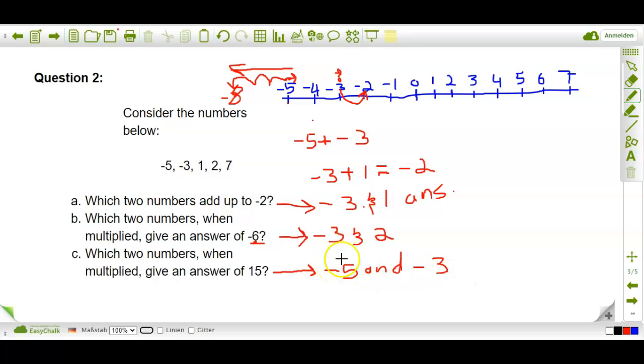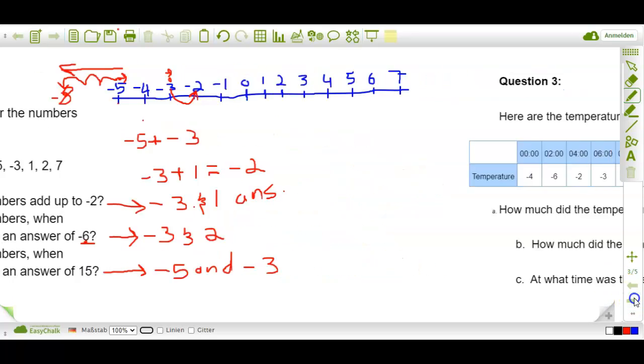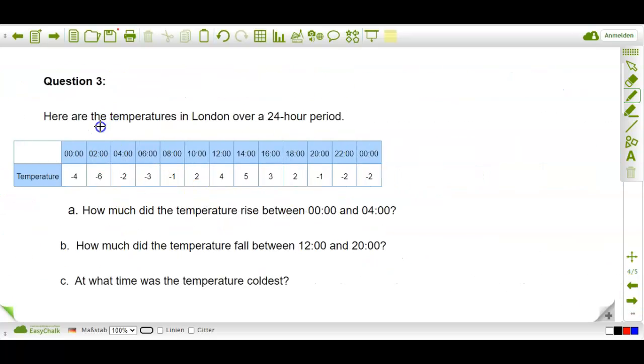Good. Let's continue. Question number 3. Here are the temperatures in London over a 24-hour period. So we have the table with the temperatures beneath here. Up here we have the time. And these values down here represent the temperature in degrees Celsius at the different time periods.